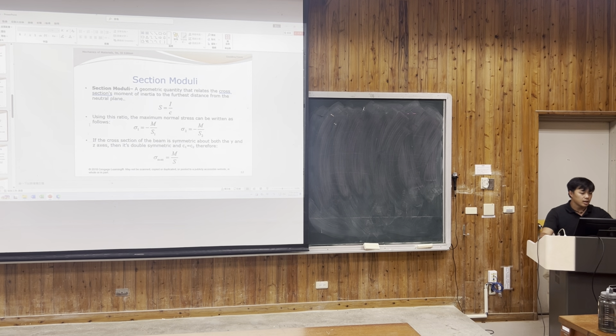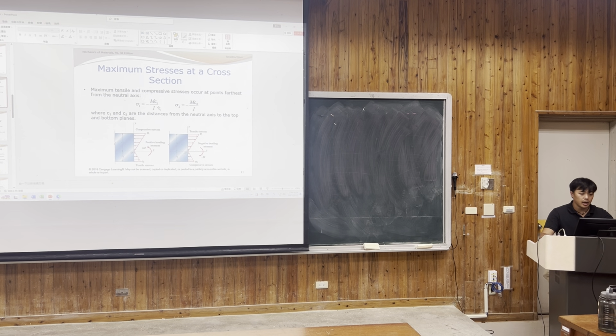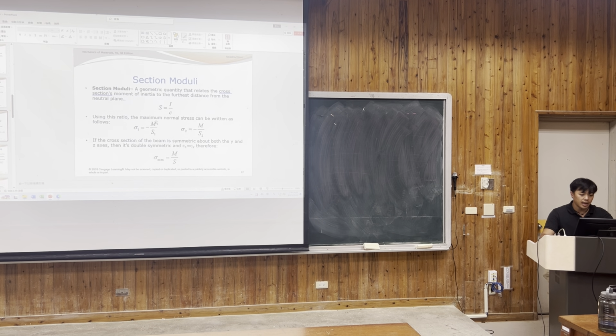So you can see this is like My over I, right? So in My over I, I will be in the lower part and y or c will be the upper part. So it will also mean the stress is equal to moment divided by the section modulus, right?